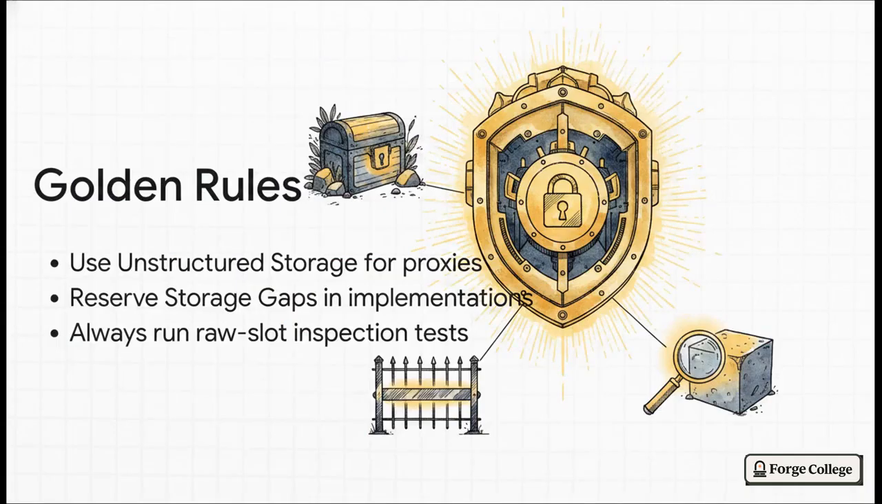So let's wrap this up and summarize everything we've learned today into 3 golden rules of upgradable storage. Number 1. Use unstructured storage for proxies to keep your control data hidden and safe. Number 2. Reserve storage gaps in your implementations to allow for safe, predictable future expansion. And number 3. Always run raw slot inspection tests to verify your layouts before you ever push an upgrade.